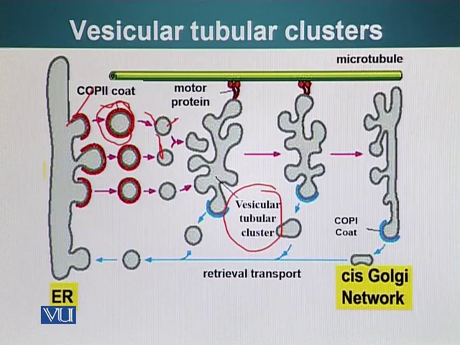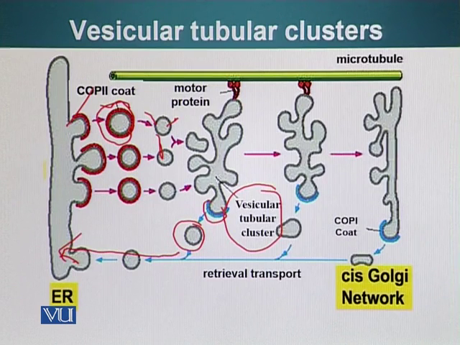As soon as that happens, another type of protein called COP1 protein starts assembling on the surface of vesicular tubular clusters. Just like COP2 helps recruit specific proteins destined for the Golgi apparatus, COP1 proteins help assemble proteins which are residents of the ER or which are supposed to be in the ER. So basically these vesicles carry ER proteins back from the vesicular tubular cluster back to the endoplasmic reticulum.